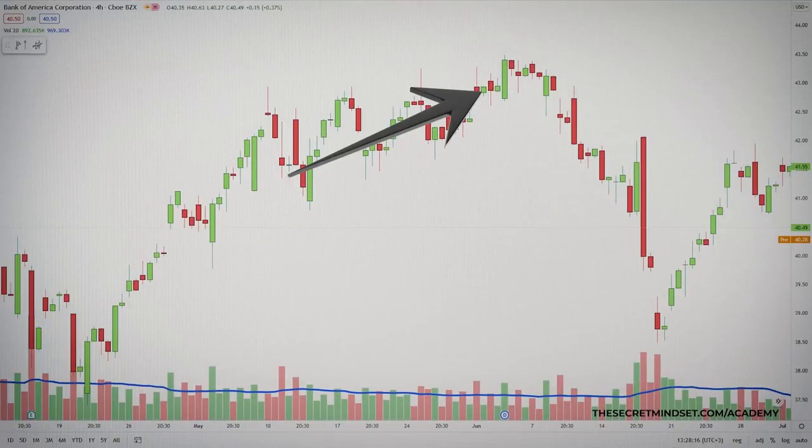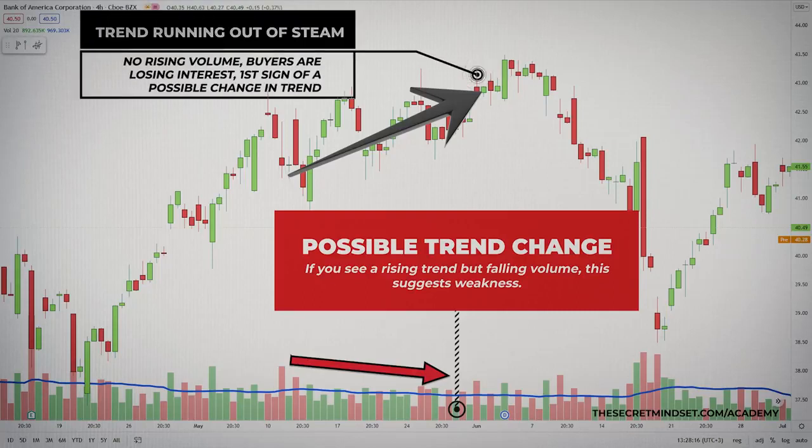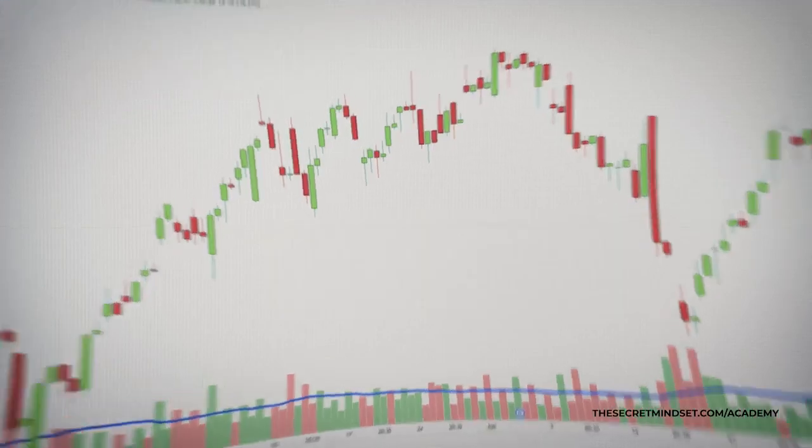Conversely, if you have a rising trend but falling volume, then this is weak. It's logic. If the buyers are still in the market, then this would be represented by rising volume. And in this example, we have falling volume. So we can assume here that the buyers are no longer interested. The trend is running out of steam and becoming exhausted. This is the first sign of a possible change in trend. The buyers have left the market and may now be replaced with sellers.